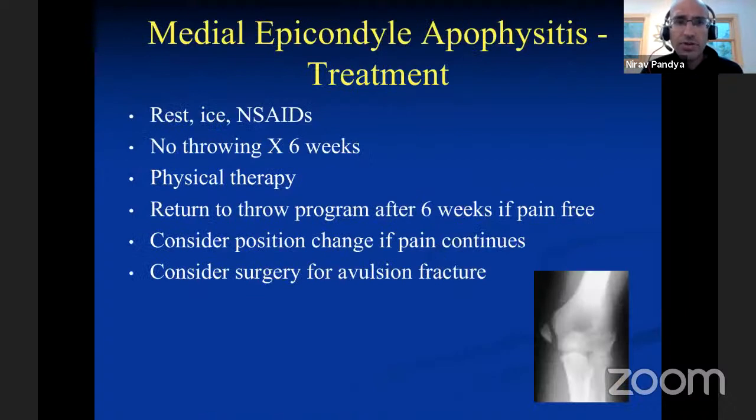The same treatment as rest. Don't throw for 6 weeks. And then after 6 weeks, you can begin a return to throw program. If they continue to have this recurrently, you sometimes have to tell them they have to stop pitching. And if they have an avulsion fracture, then you want to consider surgery.